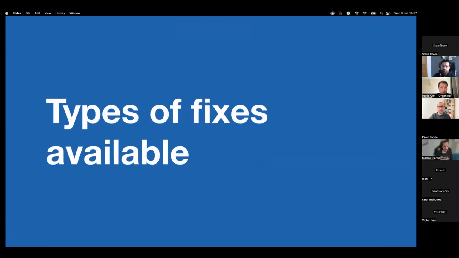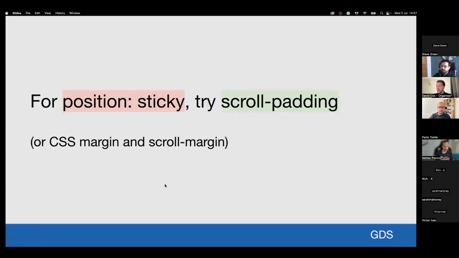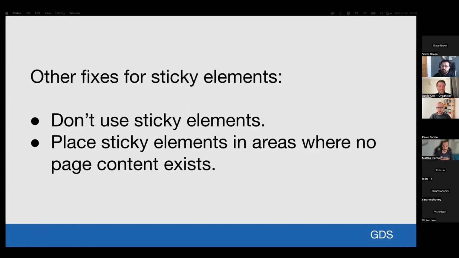All right. Some of this has already been covered, but I'll just go through a couple types of fixes that are available. So I think I've got position sticky. I think that's wrong. That's pseudocode, so apologies for that. But when you've got sticky elements, start looking at scroll padding and scroll margin. The WCAG understanding document doesn't actually suggest scroll padding. It suggests using CSS margin and scroll margin, which we haven't tried ourselves, but I'm assuming scroll margin is very similar to scroll padding, just being padding versus margin.